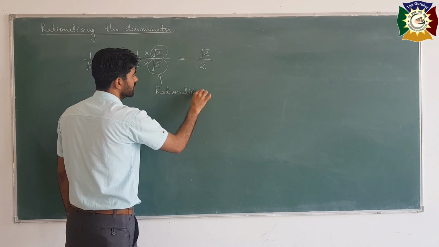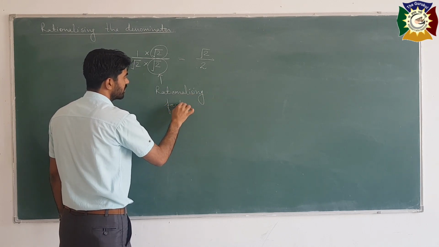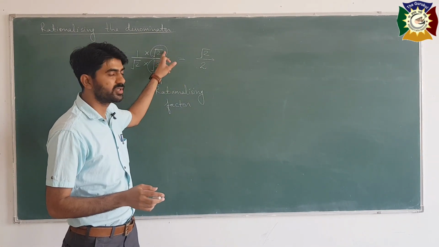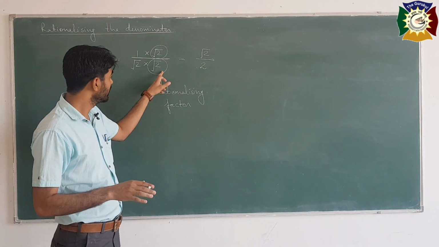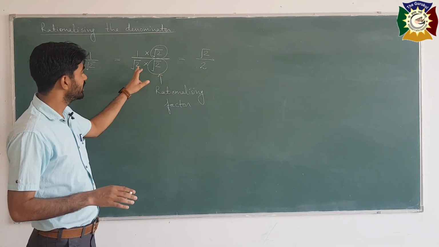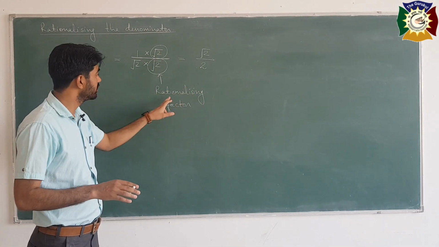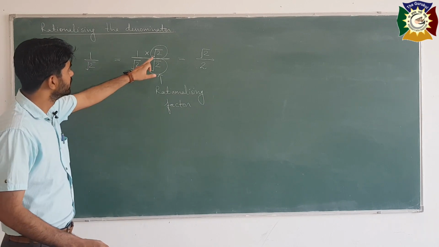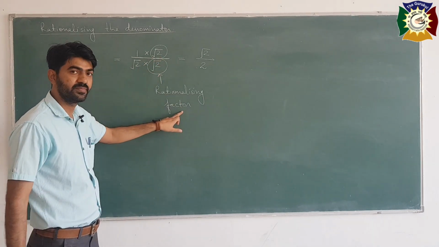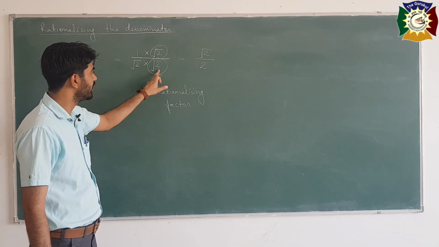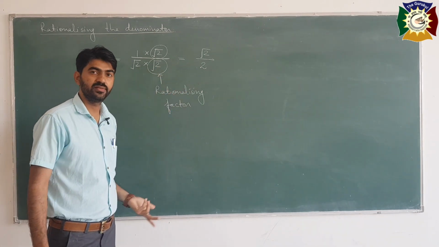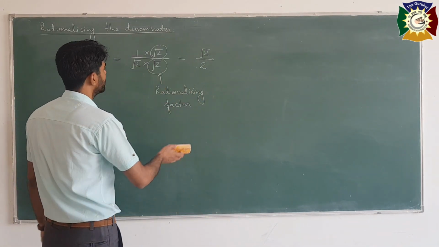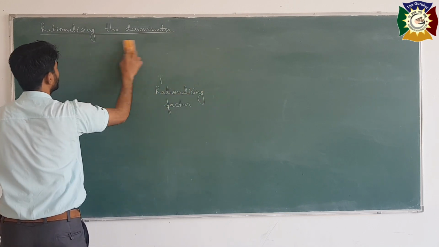Rationalizing factor. So any number which is multiplied to numerator and denominator both, to convert the denominator into rational, is called the rationalizing factor. So here root 2 is the rationalizing factor. After multiplying the rationalizing factor, the denominator becomes rational, and this process is called rationalization of the denominator, that is rationalizing the denominator. Now we will see the exercise.